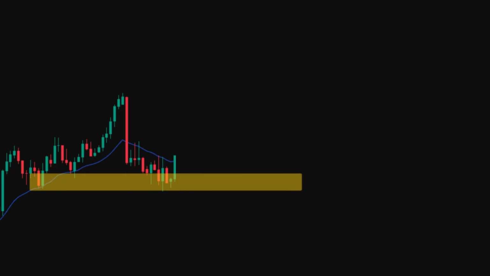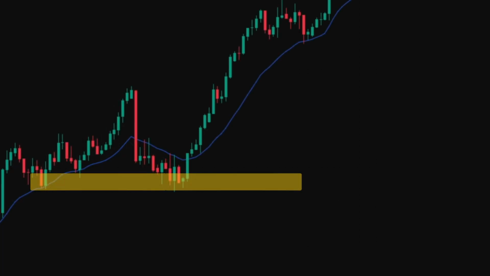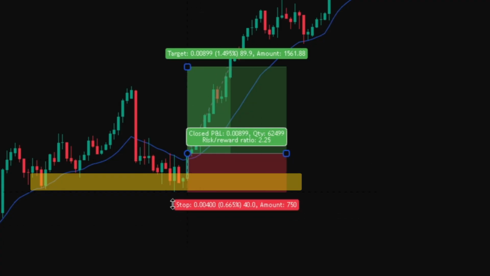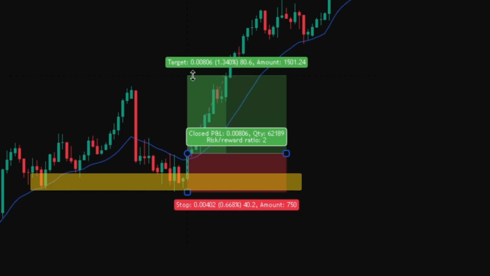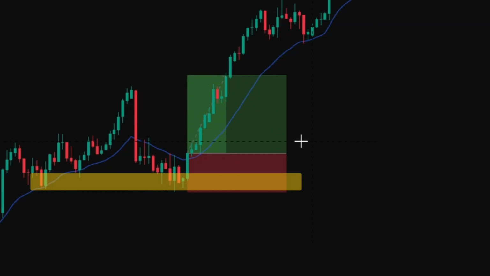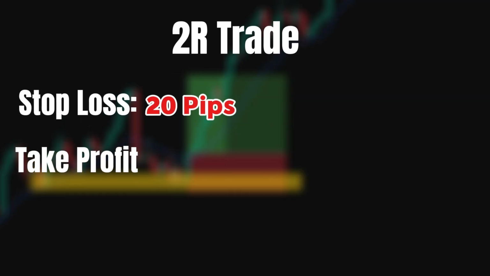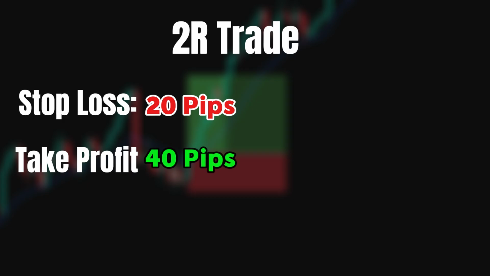So my trade will look like this. I enter the trade after the candle closes above the 20 EMA. My stop loss goes just below the rejection candle, because if price breaks below that level, it means the support is no longer holding. For my take profit, I usually target at least 2 times my risk, also known as a 2R trade. So if my stop loss is 20 pips, my take profit would be around 40 pips.